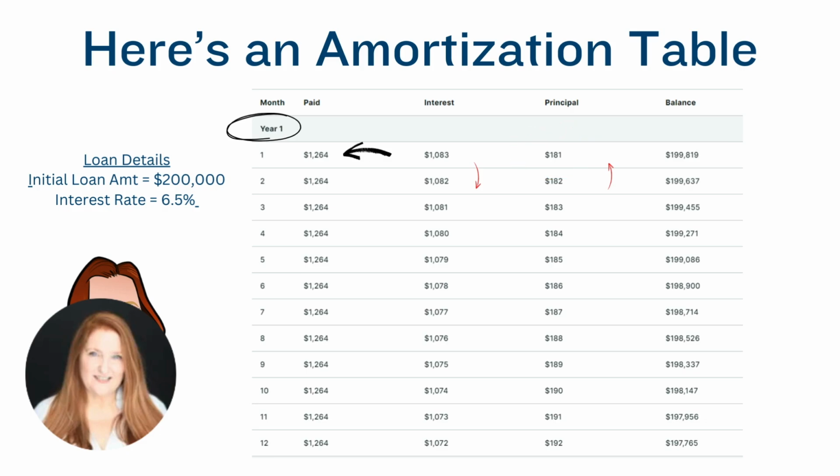So then you look into month two and you'll see that interest went down $1, principal went up. And every month you make a payment, the interest amount paid goes down and the principal amount goes up. So that's actually how an amortization table works. Really what's happening is every month they take the 6.5% interest rate and they apply it to the principal balance and they recalibrate at the end of every month. We're going to talk about that again a little bit later because that's a big deal.